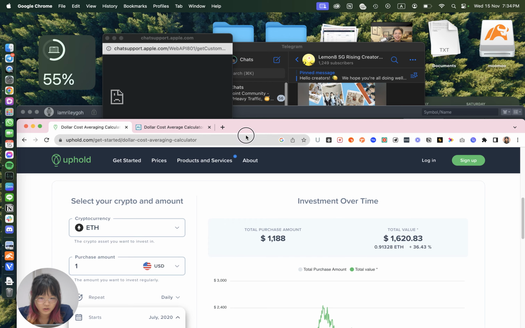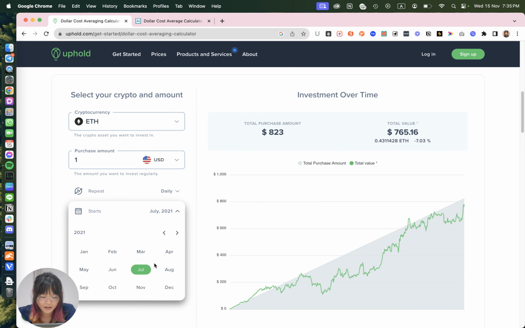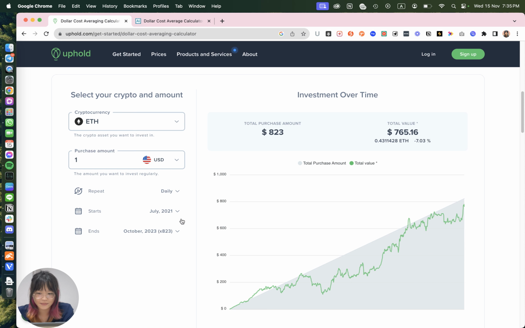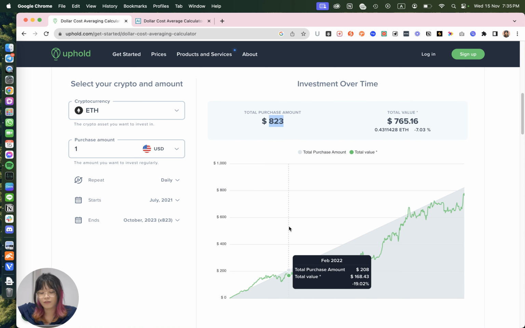2021. Okay, let's see. July 20. Oh, one more year. So this is after the big hike, right? Okay, this is more realistic. So if I were to put $1 every single day, I would lose some money. Do you see? It does take a long period of time.